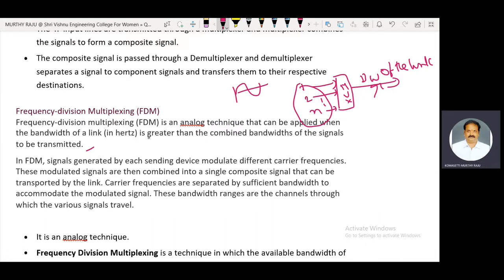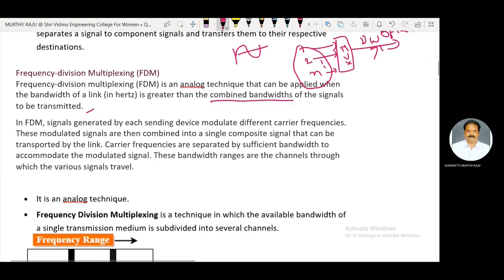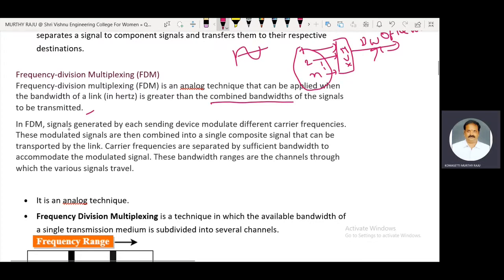This works when the bandwidth of the link is greater than the combined bandwidth of the signals to be transmitted. Here bandwidth plays an important role. In FDM, signals generated by each sending device are modulated at different carrier frequencies.